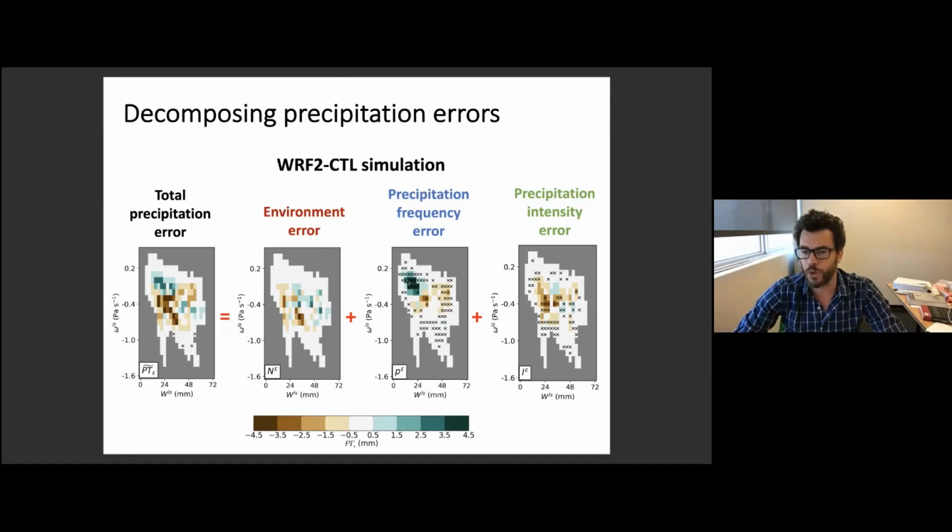And then if we look at, for example, the precipitation frequency error, what we see is that we produce precipitation way too often for relatively low dynamical and thermodynamical regimes. Whenever omega is nearly zero, we tend to produce rainfall when it's not observed. And then we have some compensation related to that, because whenever we produce rain, in fact, the intensity is relatively low. So, again, I'm not going to go into much detail.